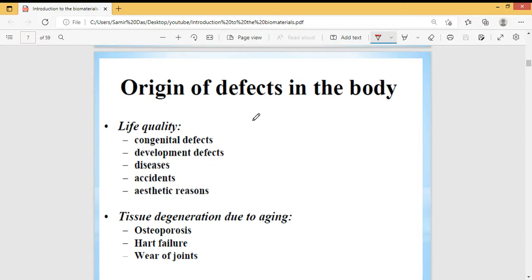With aging, problems will occur such as wear of the joint, heart failure and osteoporosis. Now, this is the basic problem with age, maybe after 50 or 60. Those are much more common. Tissue degradation.